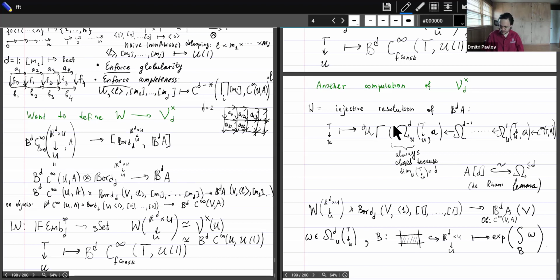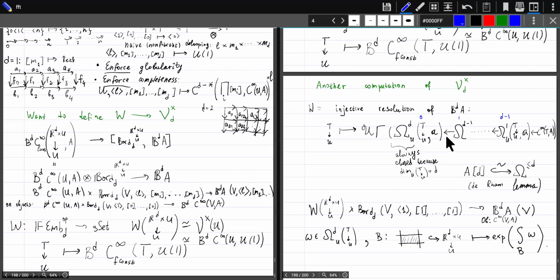What is a chain complex? It's a fiber-wise de Rham complex mostly. So you have in degree, let me mark degrees here, in degree 0, 1, and up to degree d minus 1, you have, yeah.